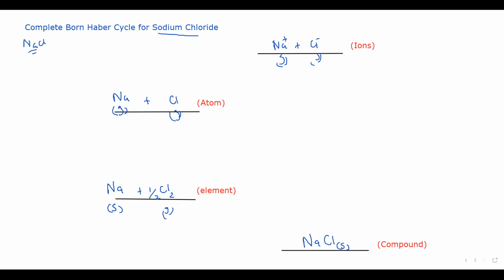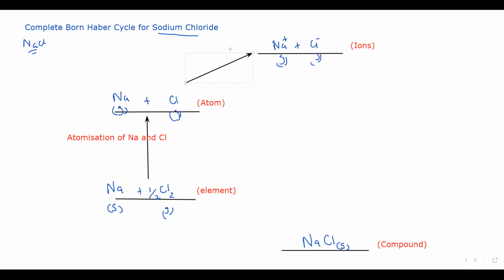Now what happened when we complete this cycle? So first, the elements form the atoms. If the elements are forming the atoms, what is this energy? This is called atomization. So this is atomization of what? It is atomization of Na and Cl, because sodium is atomized and chlorine is atomized, so this energy is atomization of sodium and chlorine.